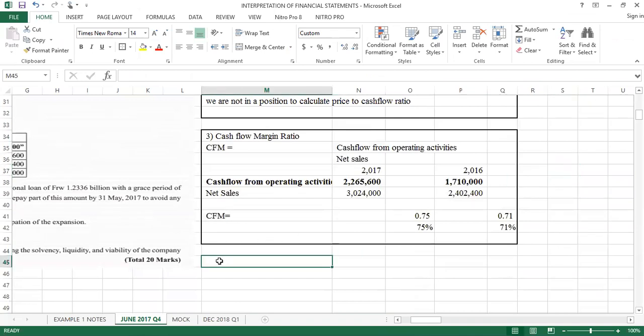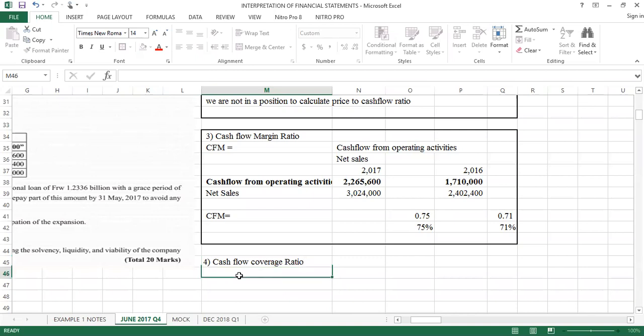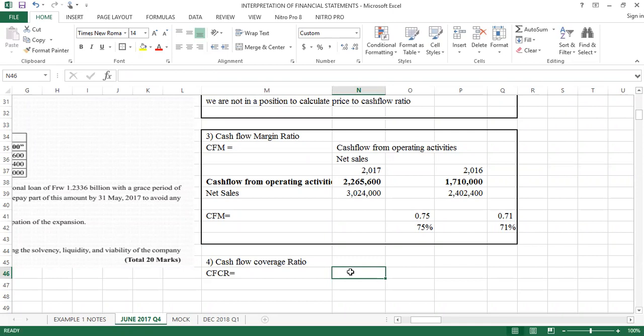Finally, number 4. Number 4 is cash flow coverage ratio. Cash flow coverage ratio. So cash flow coverage ratio is equal to cash flow from operations divided by total what? Total debt. Your total debts. Were we given debts?